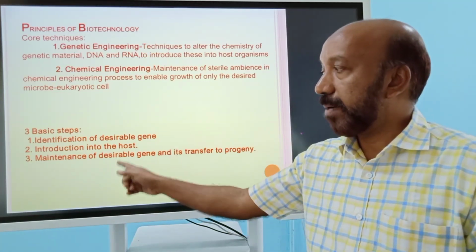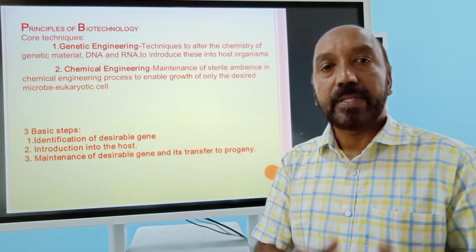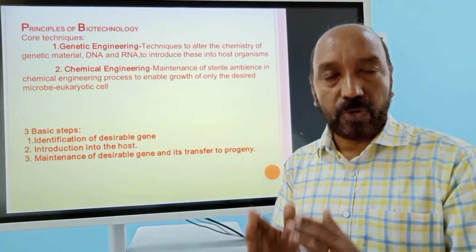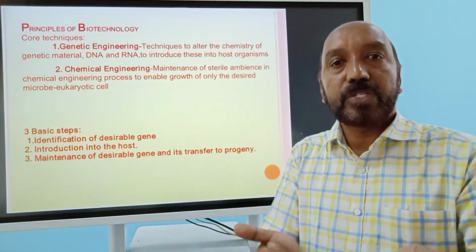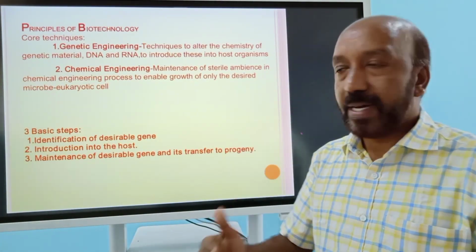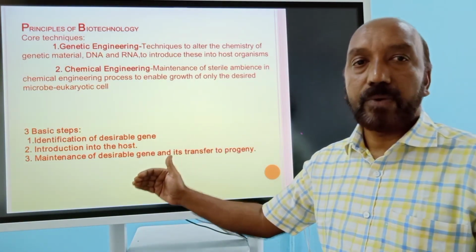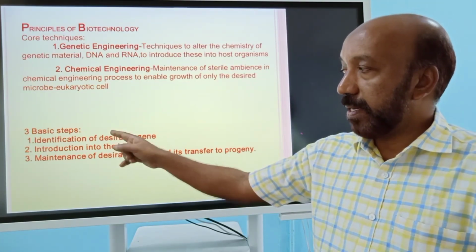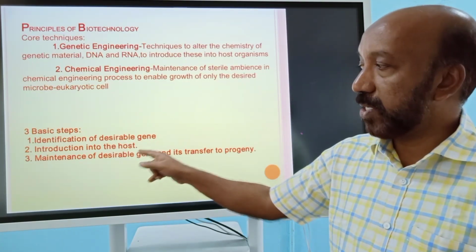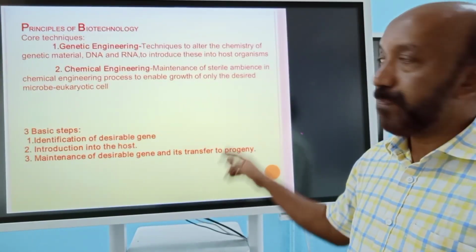And the third one is maintenance of a desirable gene and its transfer to progeny. That means the chemical ambience we mentioned earlier, in which they inserted the organism, and the organism grows and gives the product. So these are the three major steps in the creation of rDNA or recombinant DNA: identification of a desirable gene, introduction into the host, and maintenance of the desirable gene and its transfer to progeny.